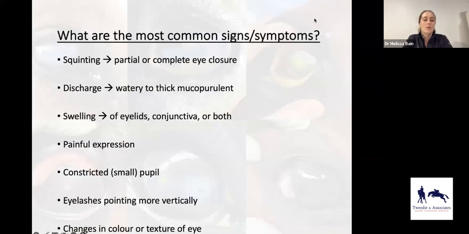So we've got things like squinting, which is partial or complete eye closure. There can be discharge. This can be sort of watery tears, or it can be thick mucopurulent discharge. There can be swelling of the eyelids, the conjunctiva, or both. They often have a bit of a painful expression. The pupil is constricted, and there can be changes in the color and texture of the eye. A more subtle sign is that the eyelashes can be pointing more vertically. We'll get to that in a second.